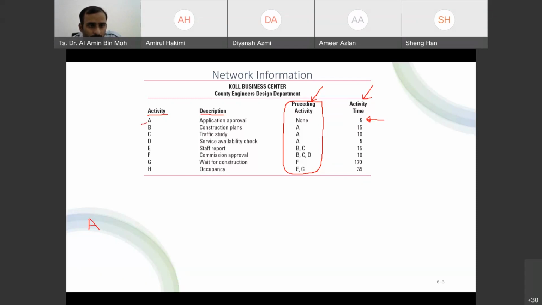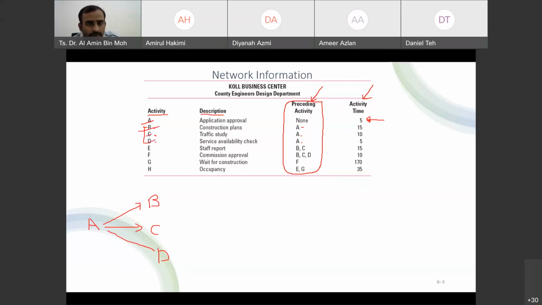After that, we are done with A. Next. Split to B, C, D. Okay, so it splits to B, C, D. Why? From the preceding activity note here, we can see the preceding activity of B is A, and of C also A, and of D also A. So you are right. These are going to branch out from A: B, C, and D. So we are done with this.